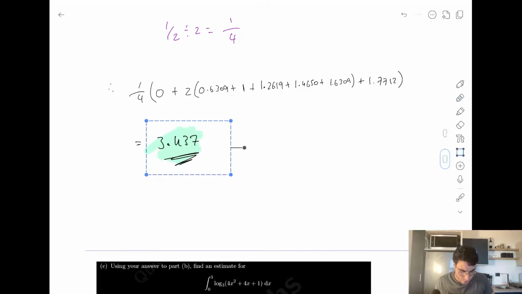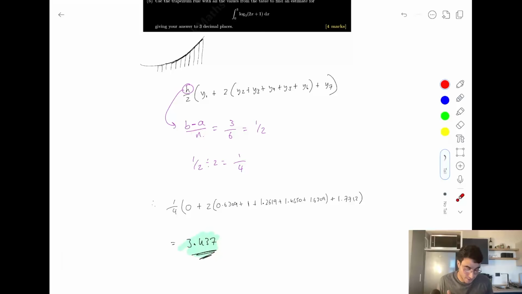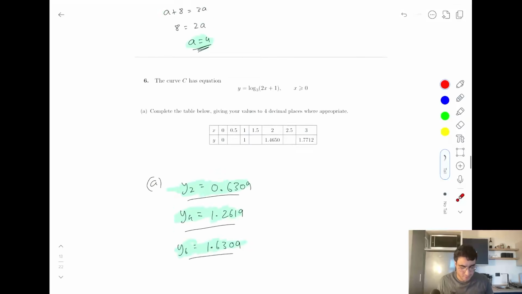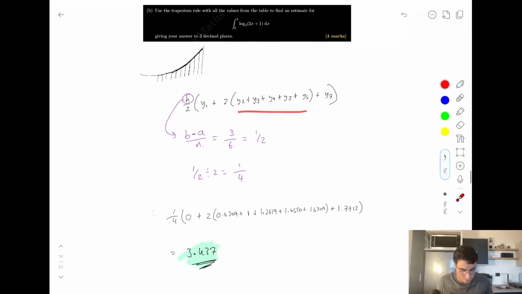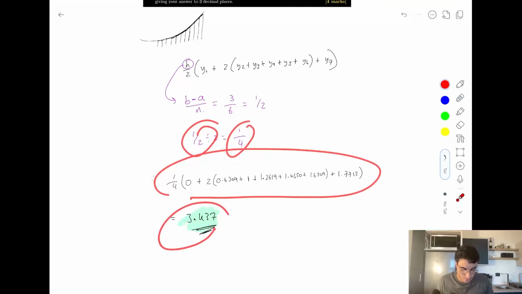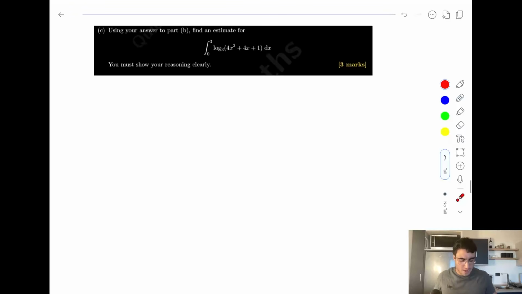Okay, so again, classic mistake is the n, right? N here is 6, because what we're really talking about is the trapeziums here, even though technically we have 7 entries. So that's just something to keep in mind. And so knowing that, 3 over 6, half divided by 2 is a quarter. Then we just plug in our values, 3.437.